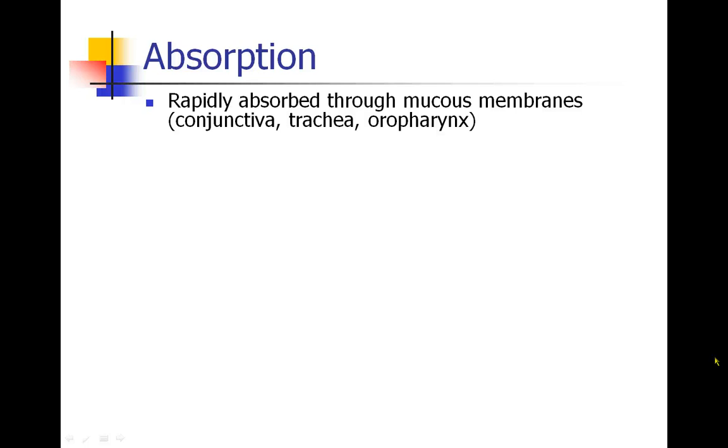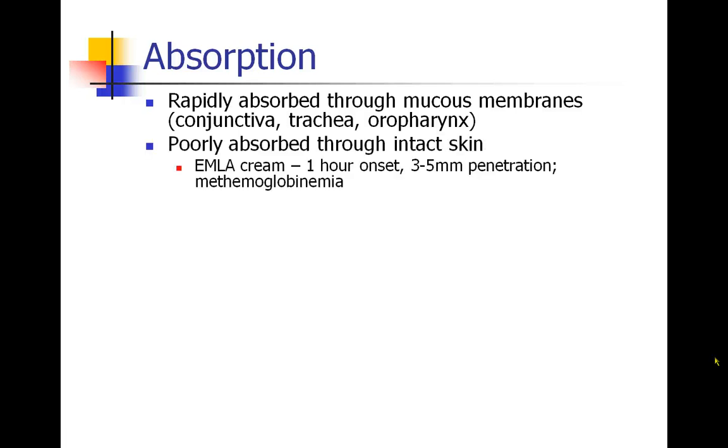So we need to be aware that our local anesthetics are rapidly absorbed through mucous membranes, like the eyes, the trachea, the oropharynx, although they are poorly absorbed through intact skin. So the inside of the mouth or the urogenital tract, you will have good absorption, but outside the mouth on the skin, you will have poor absorption.